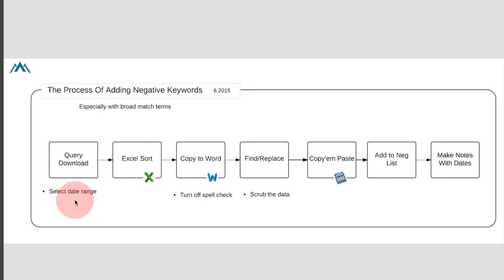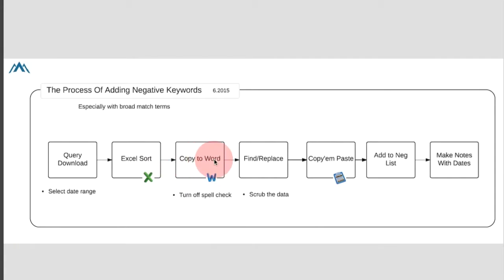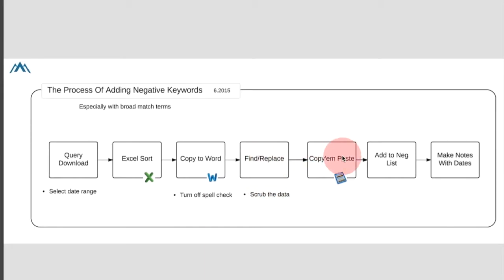There's a search query download, then an Excel sort, and then a copy to Word, turn off spell check, and then a find and replace, kind of scrubbing the data, and then you open up a program called copy and paste, and then you add to your negative keyword list, and then you make notes with dates.